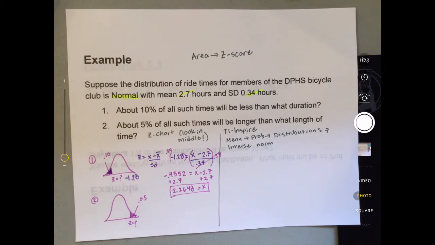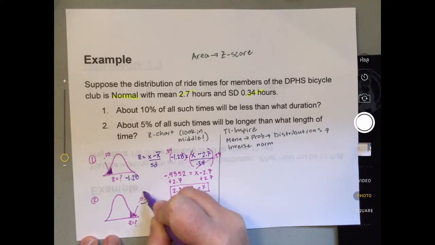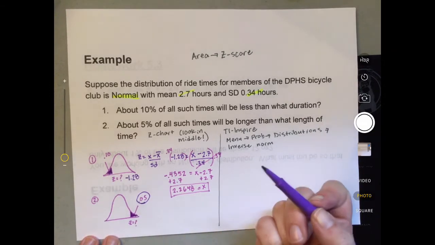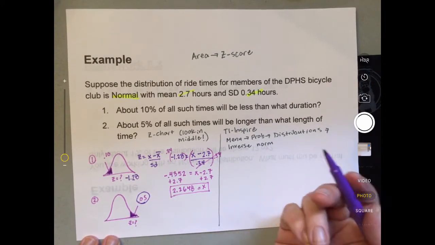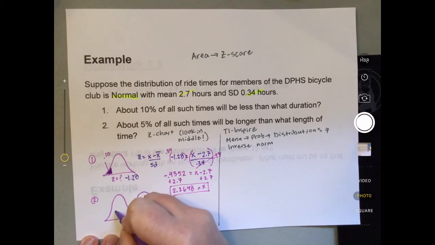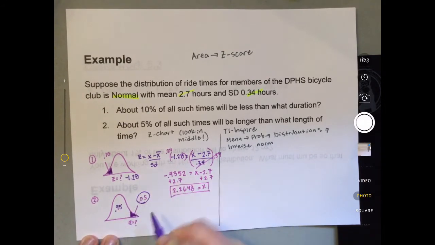All right, let's go to number 2. About 5% of all such times will be longer than what length of time? Okay, longer than 5%. Well, 5% in decimal is 0.05, and we are looking for the z-score that corresponds with this area. Remember when we use our z-score chart, we need to be looking for the area to the left. So I'm not going to be looking for 0.05 in my z-score chart. I'm actually going to be looking for 0.95. Remember that the density curve adds up to 1.